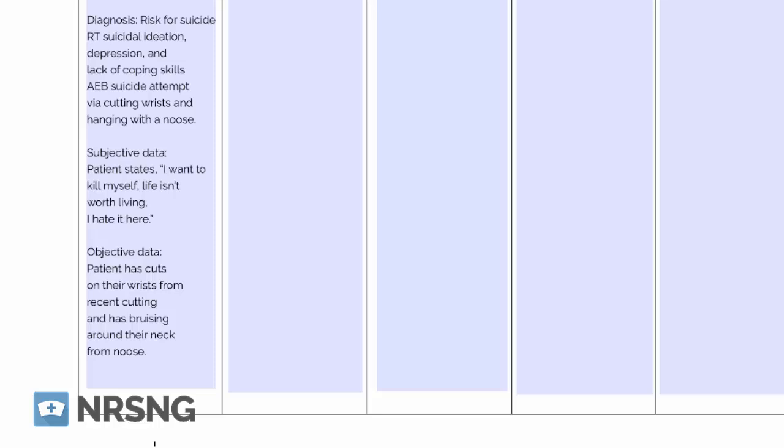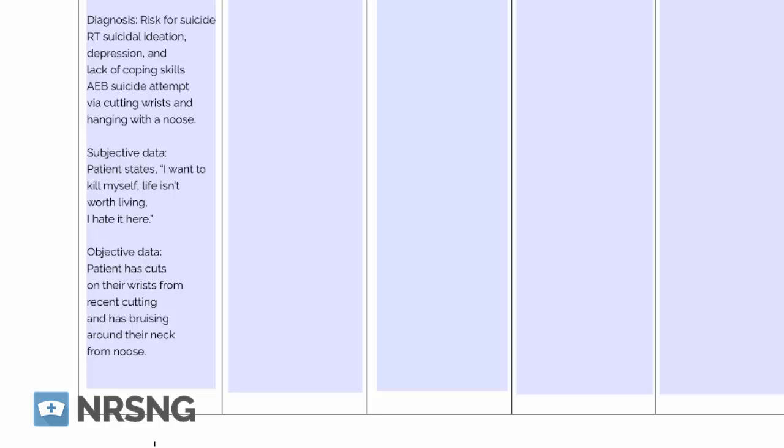So basically I just looked at, does this patient have an obvious risk for suicide? And that's one of the NANDA international nursing diagnoses. It is. Why is it that they are at risk for suicide? Well, because they attempted suicide, and it's evidenced by the cuts and also by the noose and the bruising on the neck and things like that.